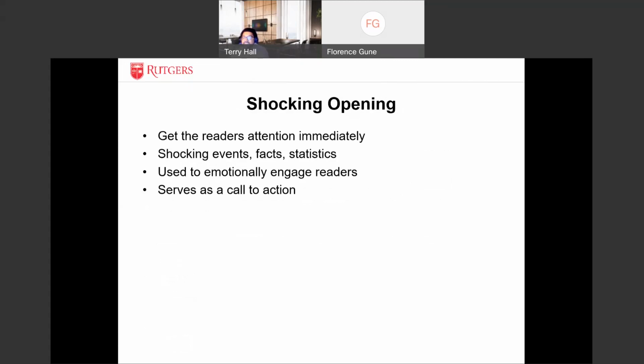Shocking openings are designed to get the reader's attention. You can shock them with events, you can shock them with facts, you can shock them with statistics. They're used to emotionally engage readers immediately, and typically they're very powerful calls to action.